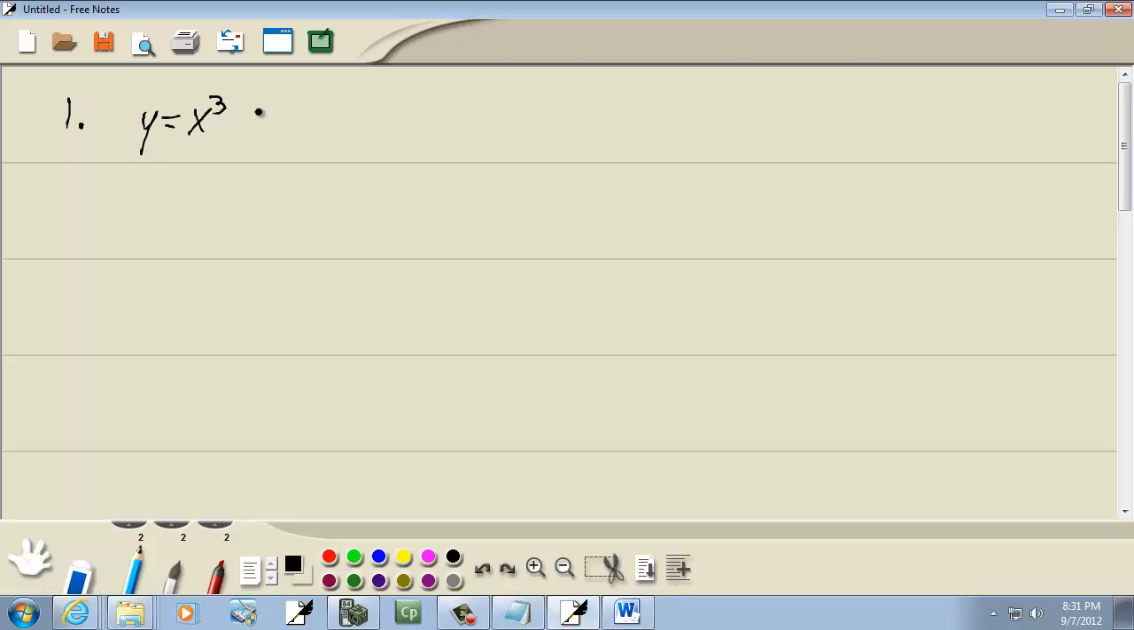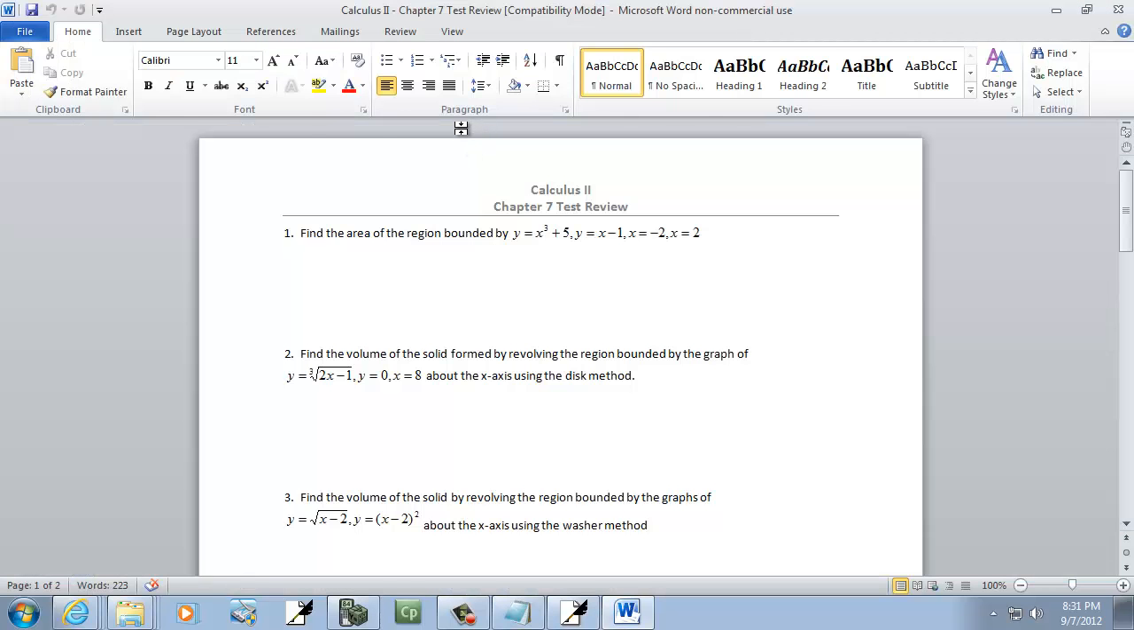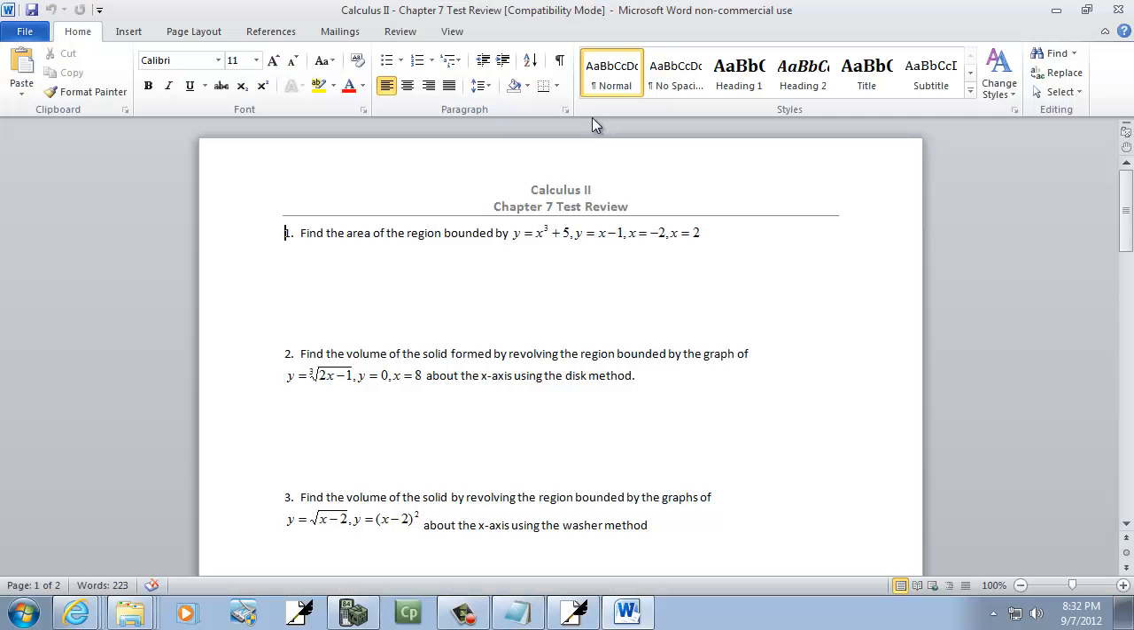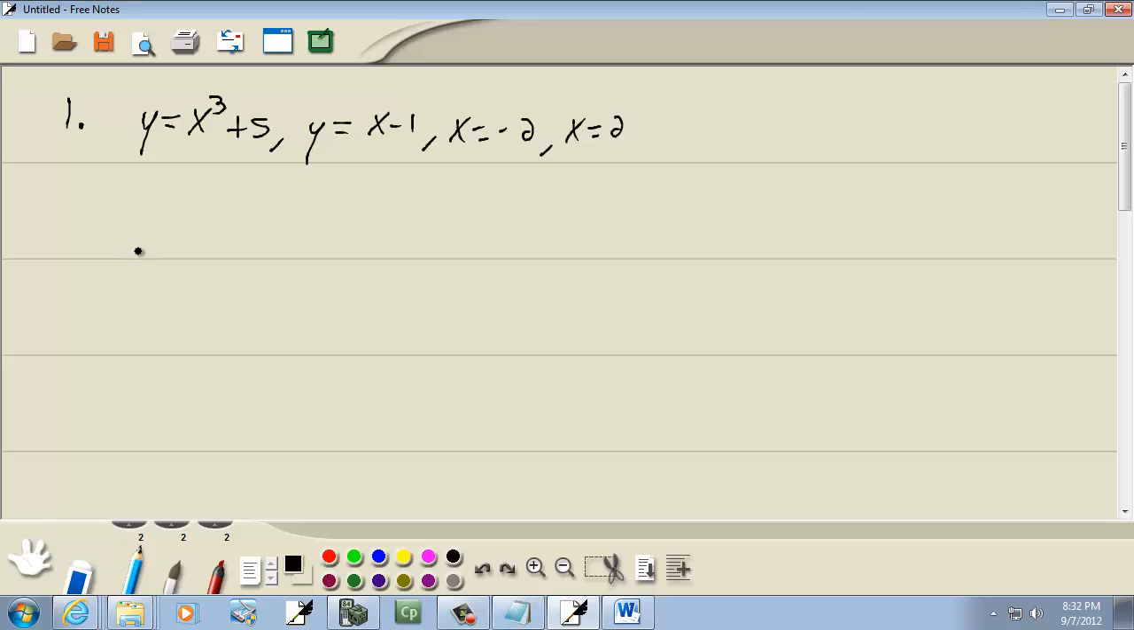We got y is equal to x to the third plus 5, and y is equal to x minus 1, and x is equal to negative 2, and x is equal to positive 2. And it says find the area of the region bounded by this. Well, let's graph this and get an idea what it looks like.